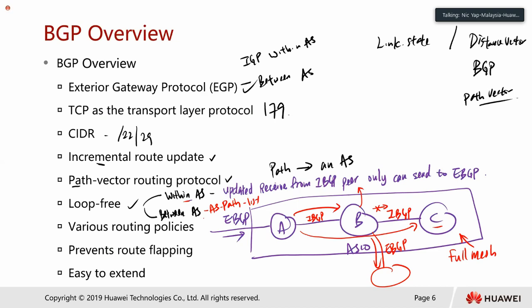Loop-free. Next, various routing policies can be deployed. You can use routing policy to control routes: you set the attribute, you set the communities, and you set some attributes to filter the routes or to control the routes being received or forwarded. This way we can add on routing policy. BGP can also prevent route flapping. It has a single feature to prevent route flapping, called route dampening. Okay, route dampening, we're going to mention later.